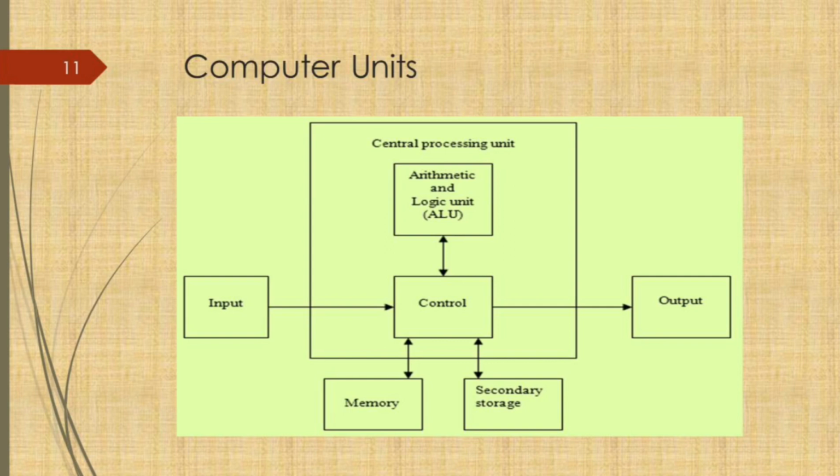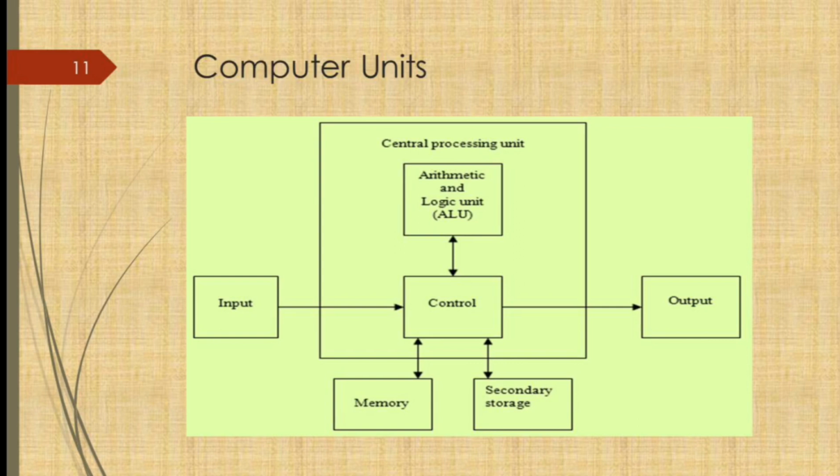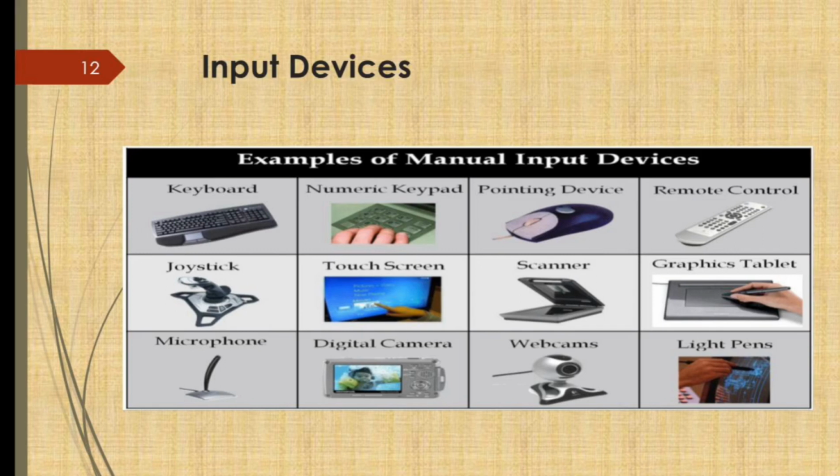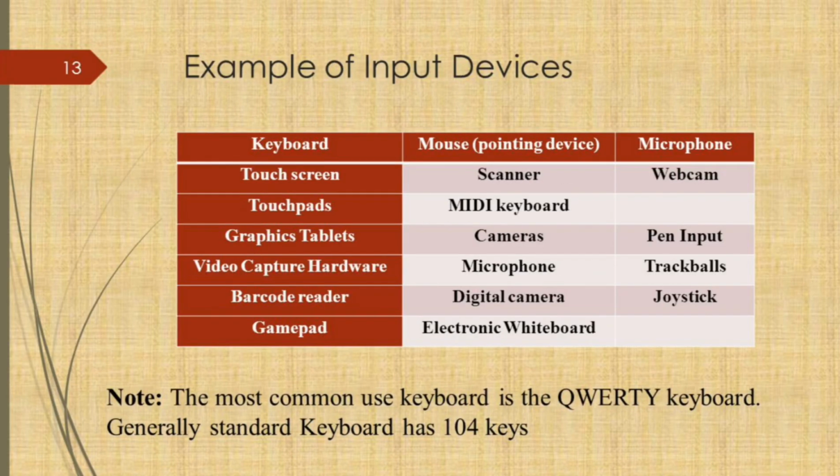Computer units are defined in this picture: the central processing unit, with arithmetic and logic unit called ALU, then control, then memory and secondary storage, input and output. Input devices. Examples of manual input devices: keyboard, numeric keyboard, pointing device, remote control, joystick, touchscreen, scanner, graphics tablet, microphone, digital camera, webcam, light pen.